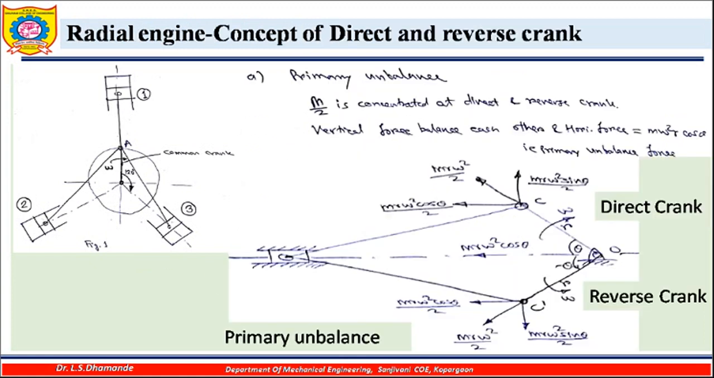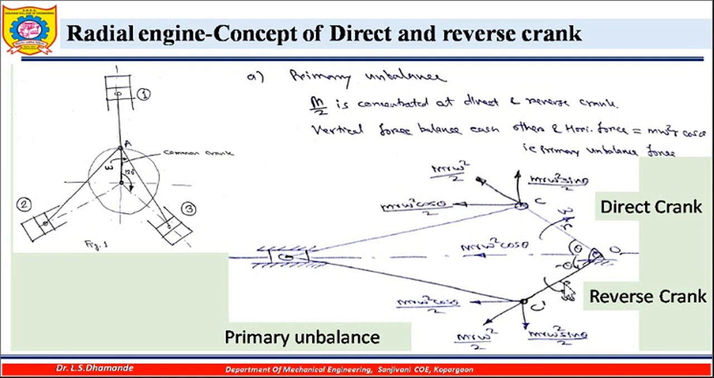So what we are doing is, for the primary unbalanced force, initially we will consider that there is a direct crank. Suppose this is your cylinder, this is the piston, this is the connecting rod and the crank. This crank will rotate in the clockwise direction, so we are going to call this crank a direct crank. This is the radius of the crank, and it is rotating with omega. In the reverse direction, we consider another, imaginary crank.